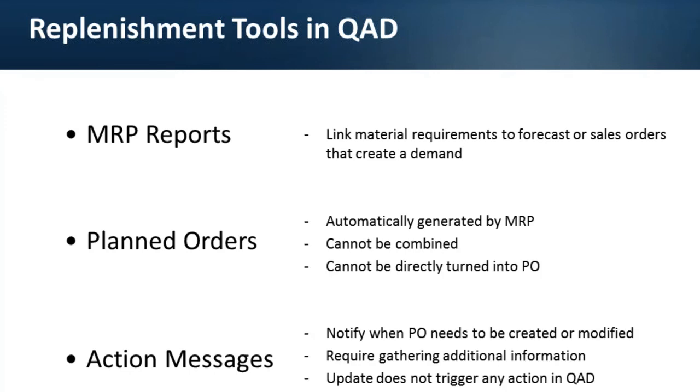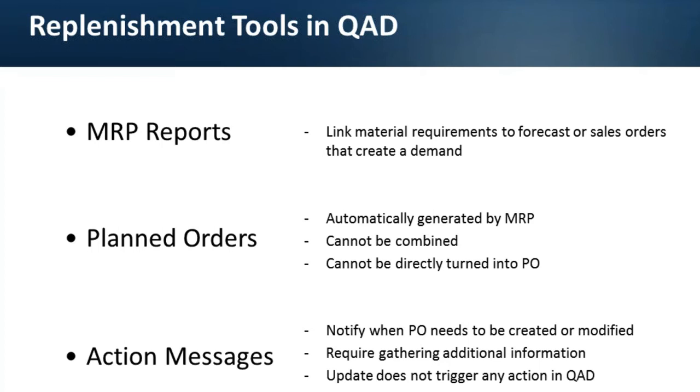MRP reports show a lot of information that helps identify sources of demand and required quantities, but they do not allow you to efficiently identify materials that need to be replenished or purchase orders that need to be updated. Planned orders are designed to help with this, but they come with their own limitations and cannot be simply converted into purchase orders. And you still need to gather all the supporting information to make sure requirements are accurate and are not driven, for example, by an old obsolete sales order or high safety stock levels that have not been updated.